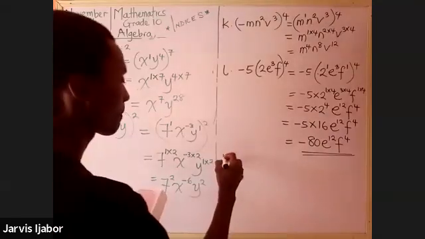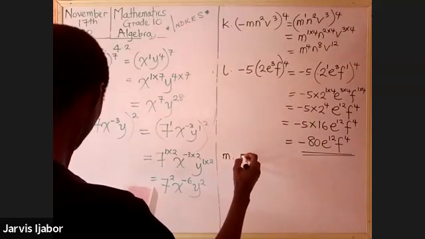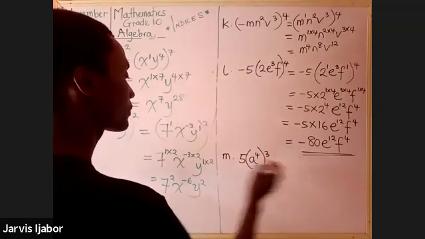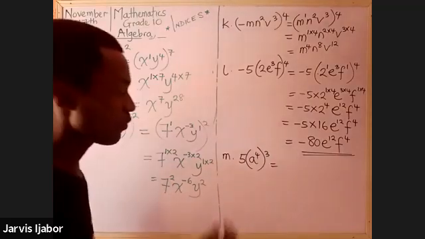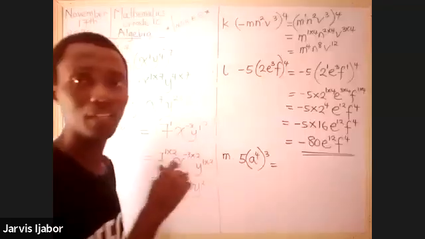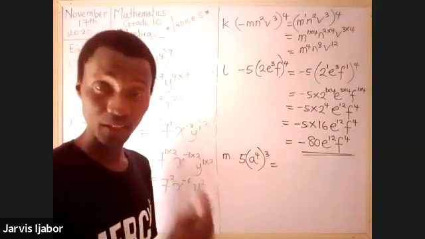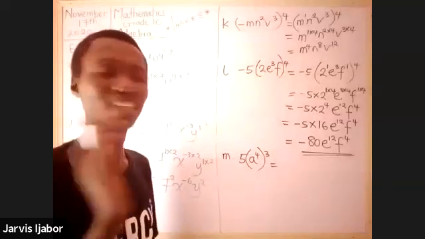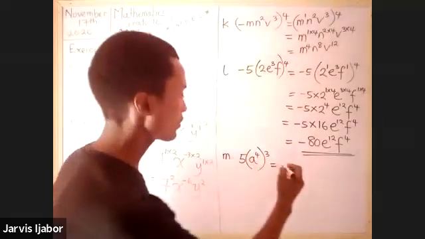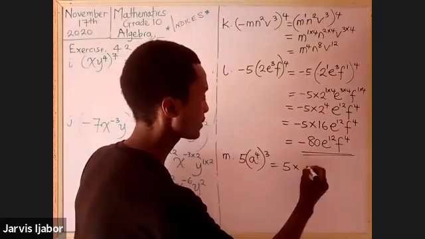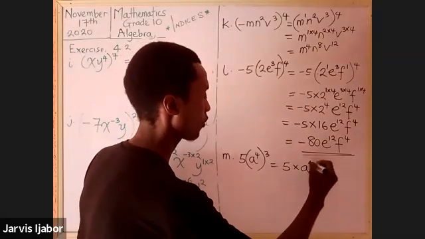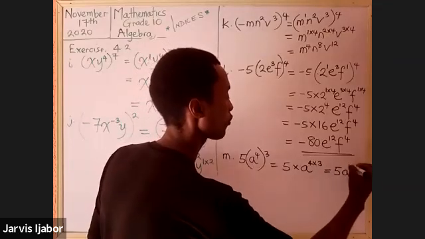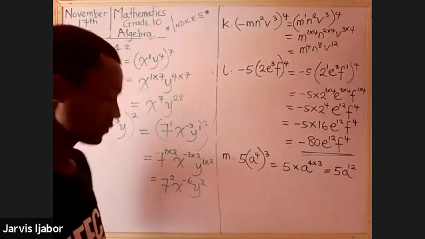In M, we have 5 into a raised to the power of 4, raised to the power of 3. In this same setup, watch, 5 is not in the bracket. I'm taking pains to emphasize this. I've seen this occur over time in problem solving. 5 is not in the bracket, so it's not affected by this. So this is invariably 5 times a raised to the power of 4 times 3. What does that give you? That will give you 5a to the power of what? 12. And what's the next one?